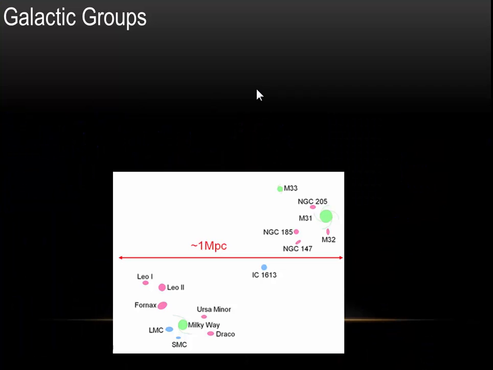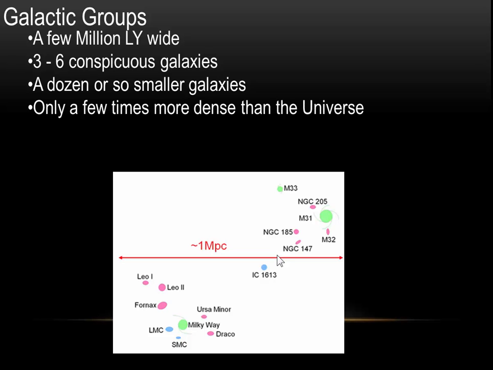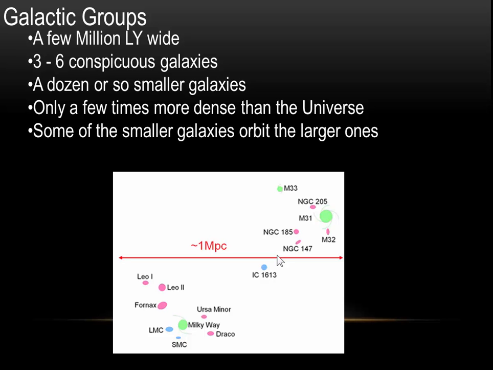So let's look at a group of galaxies. This is our galaxy here, the Milky Way. This is the Andromeda galaxy, which is a very famous object in the night sky. And we have all these other galaxies here. Some are smaller than others. So a galactic group is a few million light years wide. It's got, let's say, 3 to 6 conspicuous galaxies and more smaller galaxies. It's a bit more dense than the universe, and some of these galaxies are in orbits around each other.